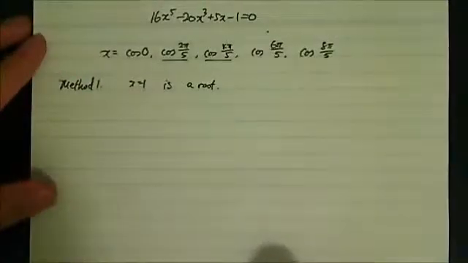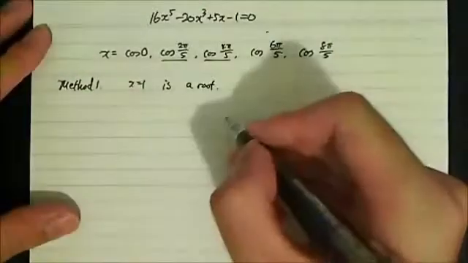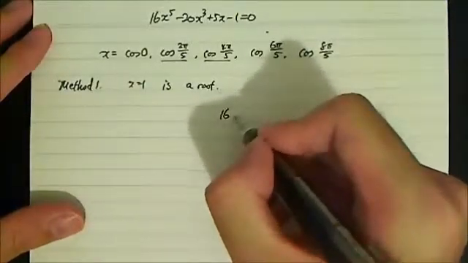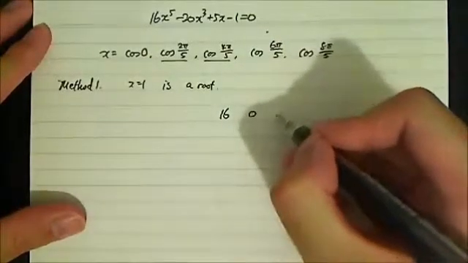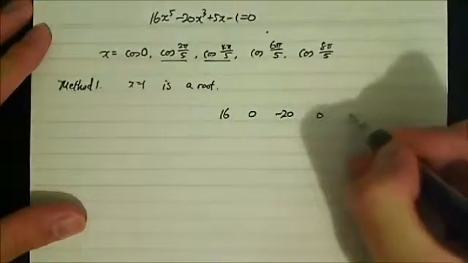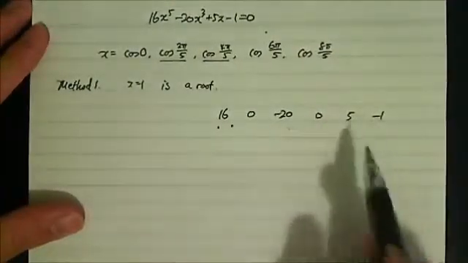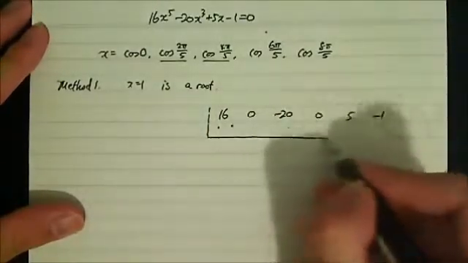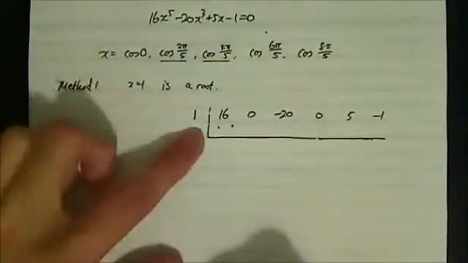So if we go through with synthetic division, or long division if you prefer, we can factorize the polynomial at least partly. Writing it out: 16, 0, minus 20, 0, 5, and minus 1. I'm writing out the coefficients of each of the powers of x of our polynomial. And here we write 1 because it's the root.